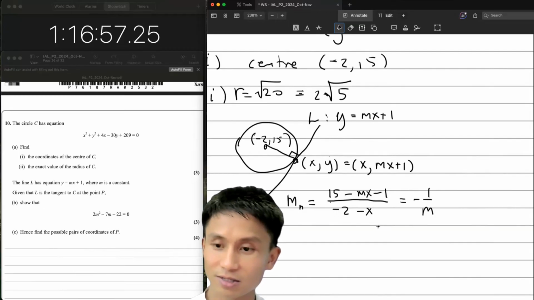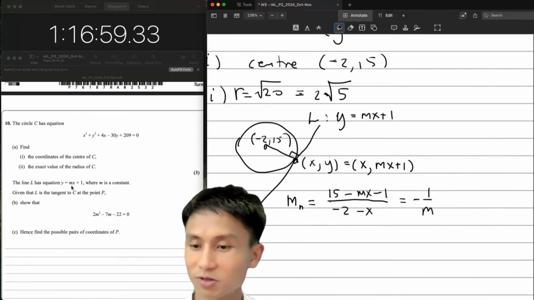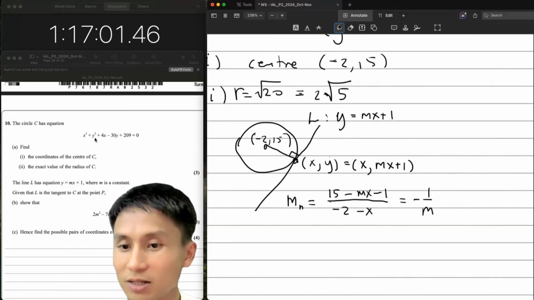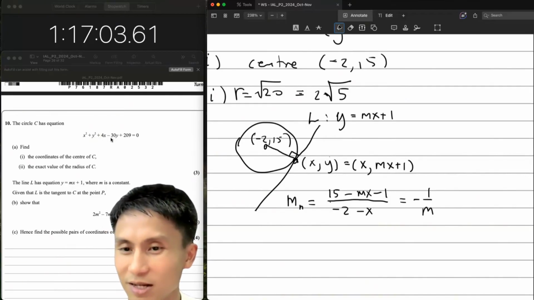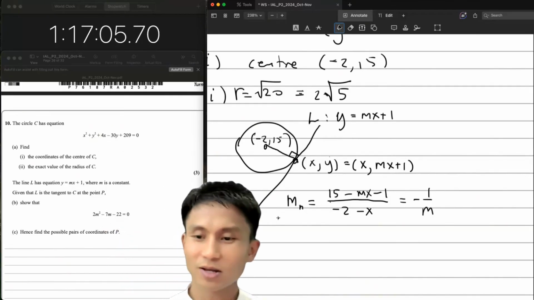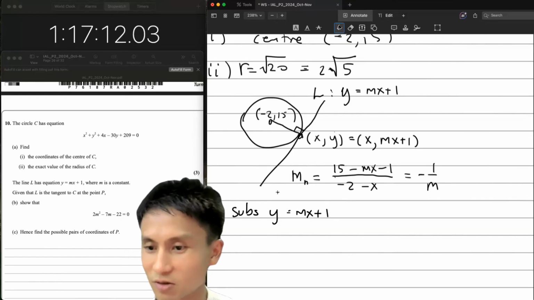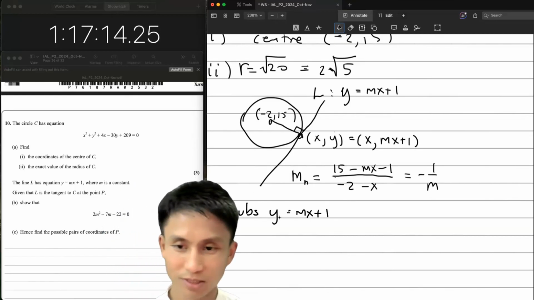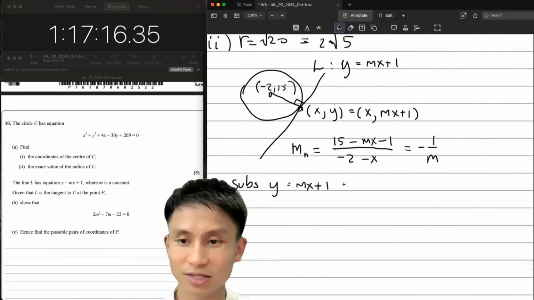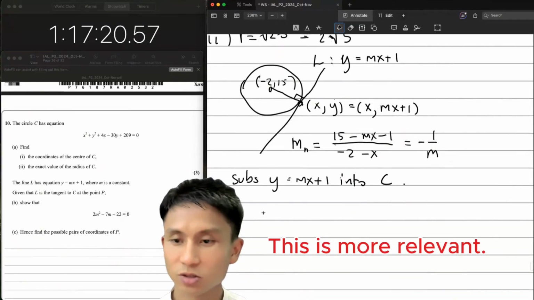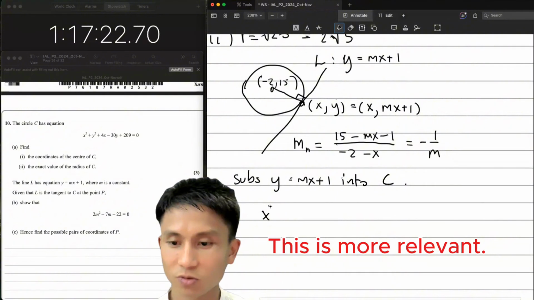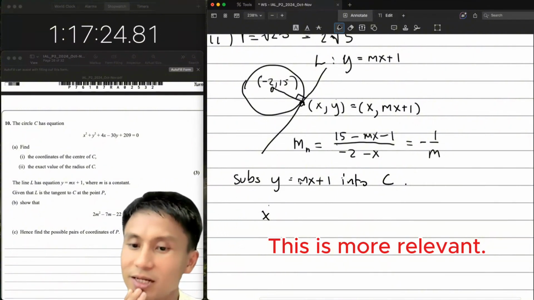Probably not. Okay. What if I substitute y equals mx plus 1 into the y here? Is that a better idea? Okay, look, I'm going to substitute y equals mx plus 1 into the equation of the circle first. Because it's tangent, that means it intersects C as well. So I get x squared, but I'm out of x squared there.